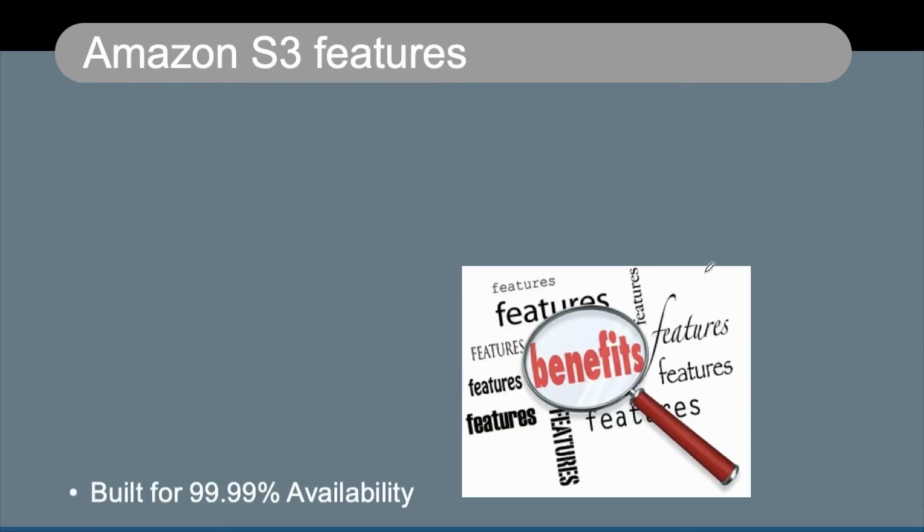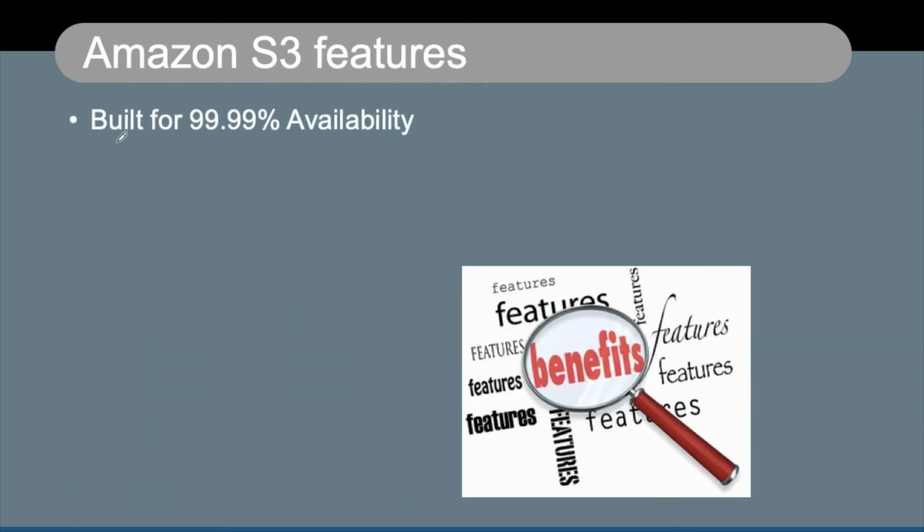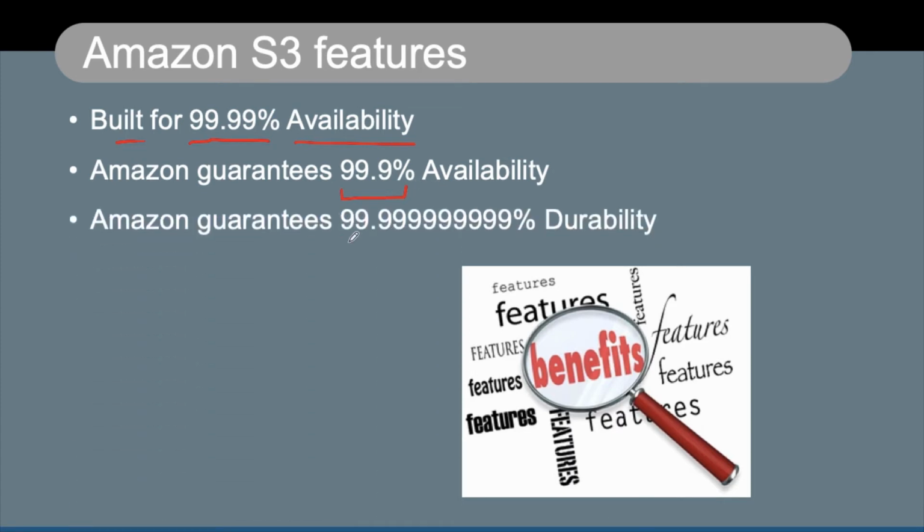Now there are various features here. It is built for 99.99% availability. That means this service is always highly available and built for 99.99% availability, but it is guaranteed as 99.9% availability. It also guarantees 99.999999999%, which is typically 11 nines, so we call it 11 nines durability. That means your files are available all the time and will not be lost in the AWS infrastructure.